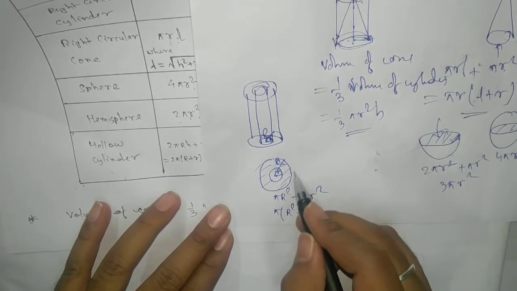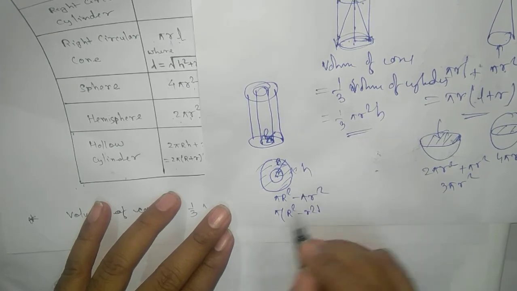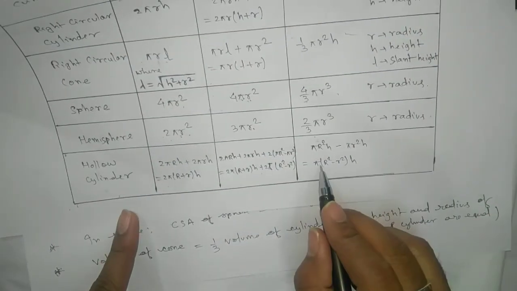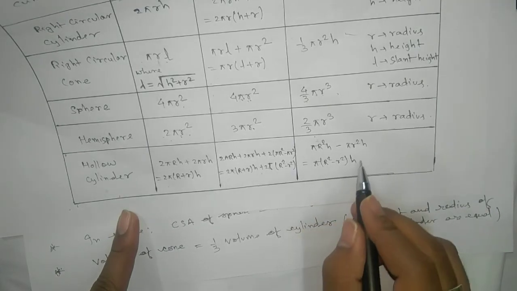This is the area, and if we multiply it with h, base area into height, we will get the volume. And here we have the volume, that is pi (R square minus r square) into h.